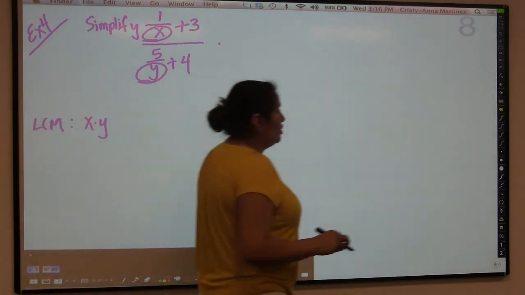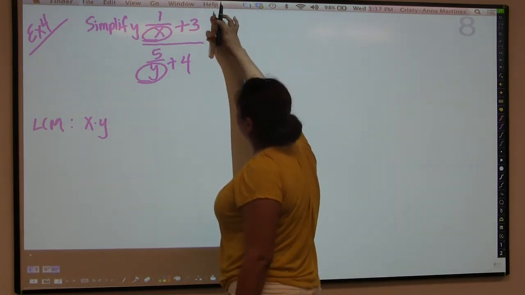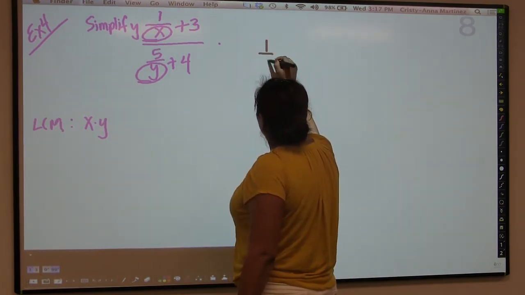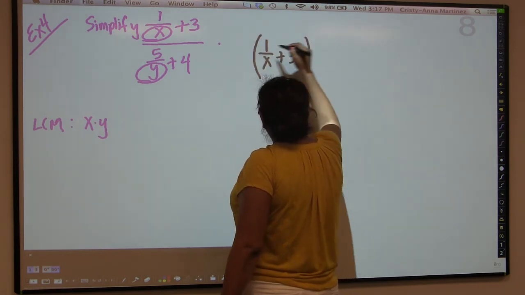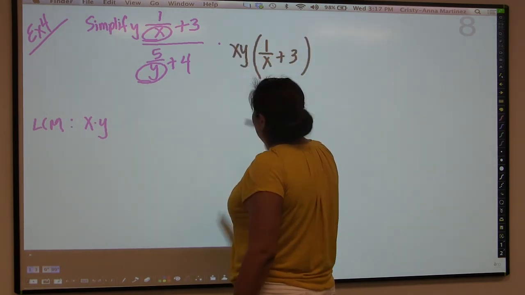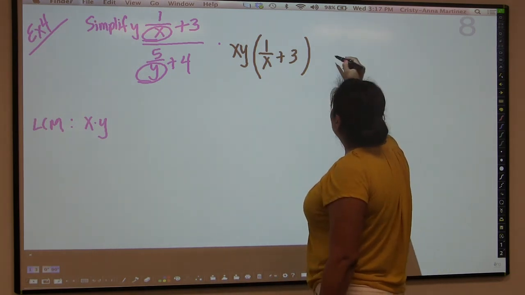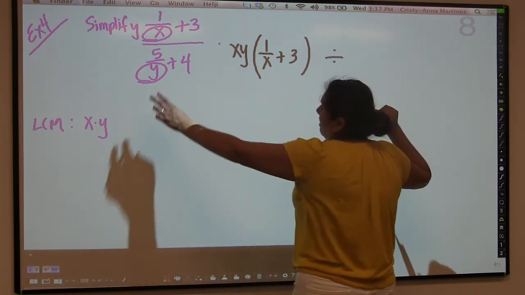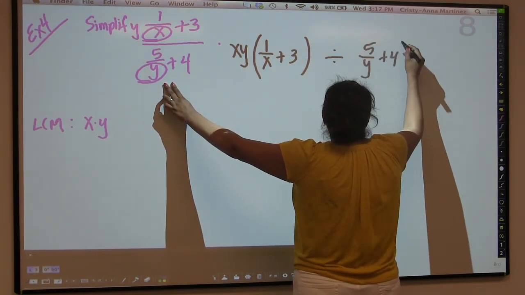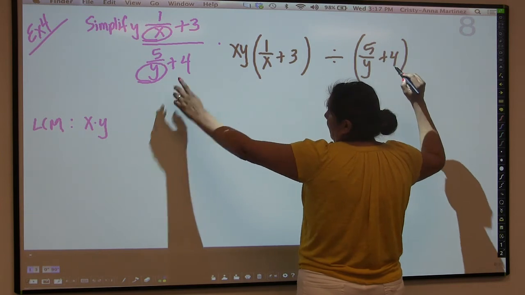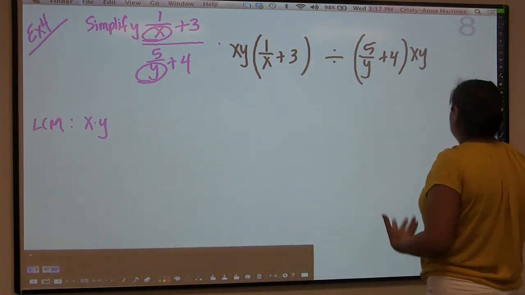Then what you do with the least common multiple is take the expression on top, which is 1 over x plus 3, and multiply it by xy. You're multiplying it by the least common multiple. Then you divide, and you have the expression in the denominator, 5 over y plus 4, and you multiply that by the least common multiple. The purpose of that is to try to get things to cancel.